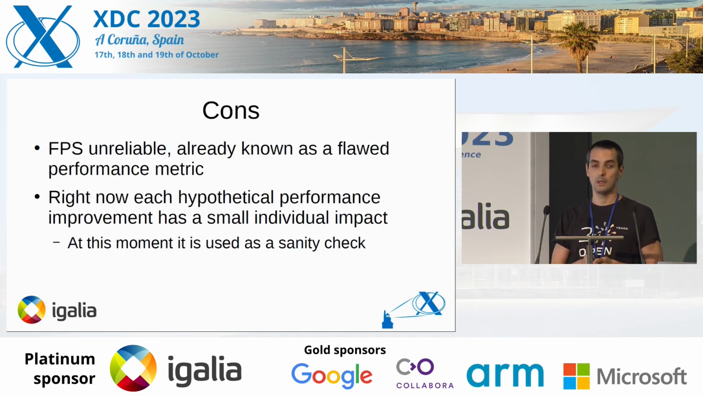The problems: the frames per second is unreliable. For example, if you run the same trace with the same settings, sometimes you get a different value, because a lot of things can affect the frames per second. And now that we have done this performance work, any improvement we get in frames per second is minimal. So at this moment, we use the frames per second measure mostly as a sanity check. We implement an improvement, and at least the frames per second shouldn't go down.